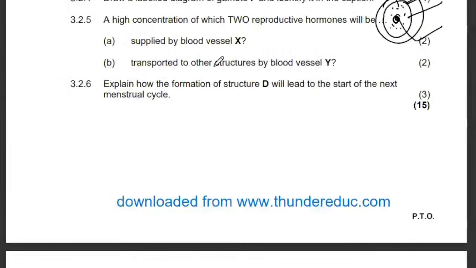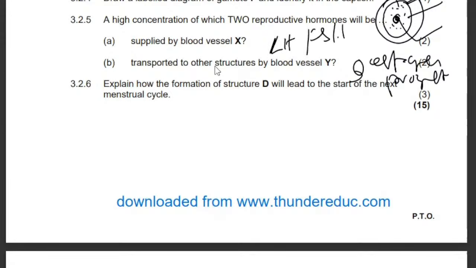Yes, Y is going to be estrogen and the progesterone. And then X is going to be luteinizing hormone and the follicle stimulating hormone. Explain how the formation of structure D will lead to the start of the next menstrual cycle.